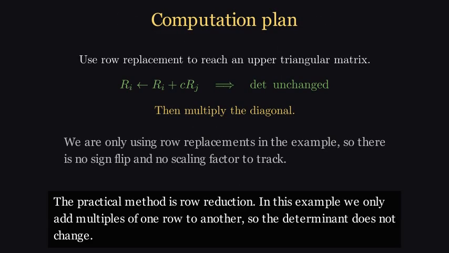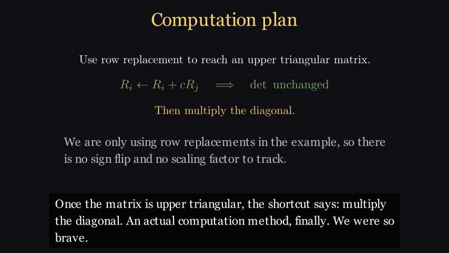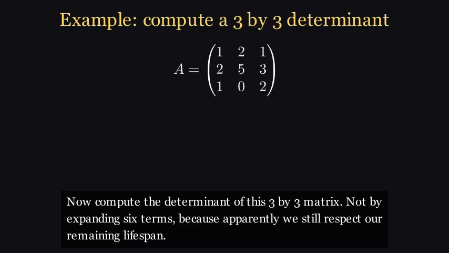The practical method is row reduction. In this example, we only add multiples of one row to another, so the determinant does not change. Once the matrix is upper triangular, the shortcut says, multiply the diagonal, an actual computation method. Finally, we were so brave. Now compute the determinant of this 3x3 matrix, not by expanding 6 terms. Because apparently we still respect our remaining lifespan.